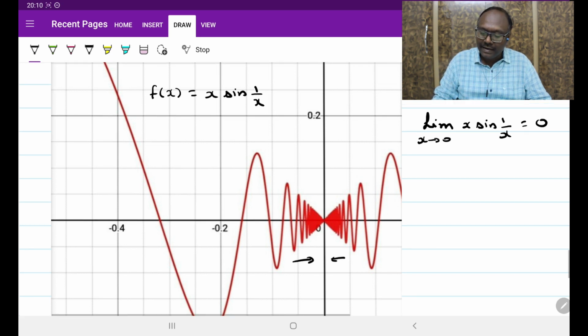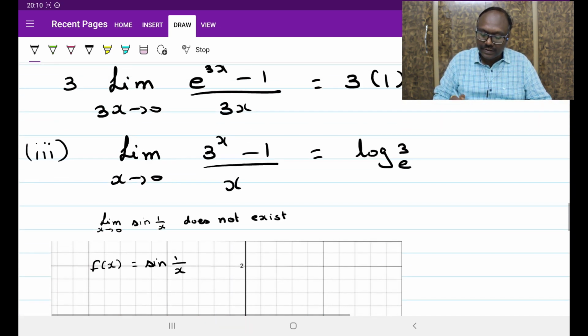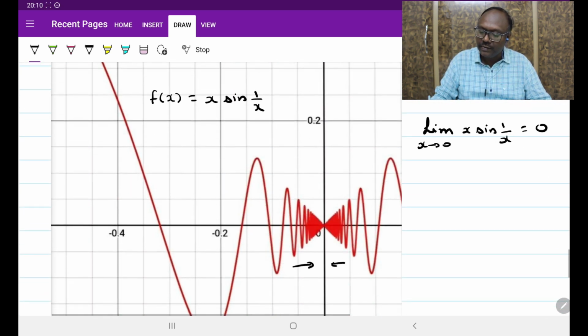So please remember, limit x tends to 0, sine 1 by x does not exist, and limit x tends to 0, x into sine 1 by x is equal to 0. So these are the two important results.